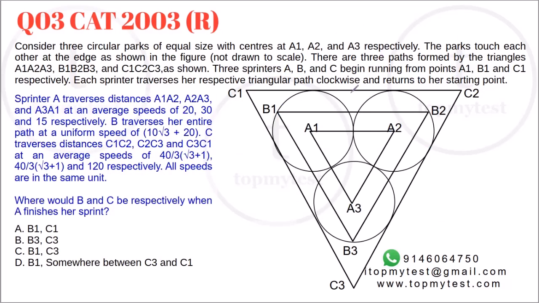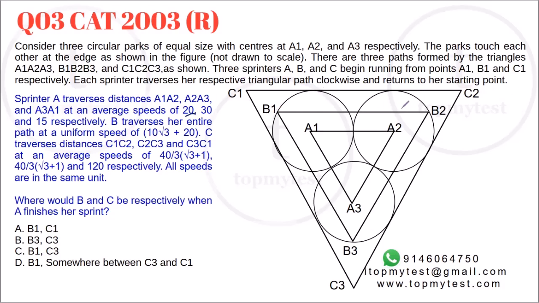The second one in this set uses the data from the previous one. It says sprinter A traverses A1 to A2, A2 to A3, A3 to A1, at speeds of 20, 30 and 15 respectively. B's speeds are given as 10 root 3 and 20. C's speeds are given. All speeds are in the same unit. Where would B and C be respectively when A finishes the sprint? When A finishes the sprint, where will B and C be?